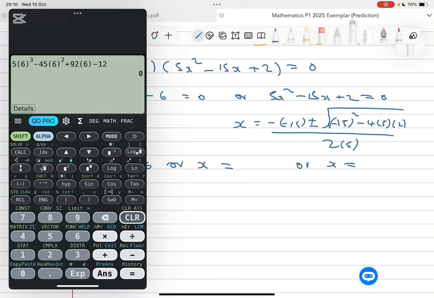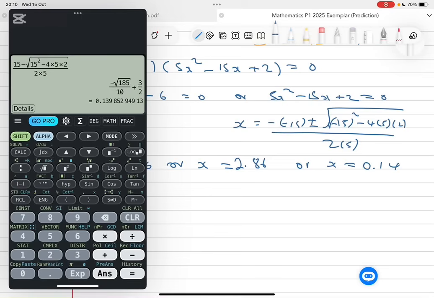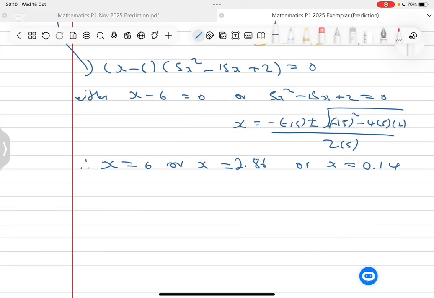Now to get this on our calculator, we will say we have 15 plus the root of 15 squared minus 4 times 5 times 2, all over 2 times 5. And this gives me one of the values to be 2.86. And if I put a negative here, I then get 0.134, if we round that to two decimal places. So these are my values of x.